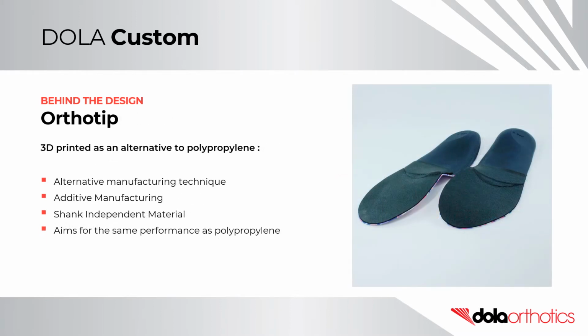Tip: 3D printed can be selected as an alternative to polypropylene. It is simply a different manufacturing technique. It is called additive manufacturing. It will produce a shank-independent orthotic shell and aims for the same performance as polypropylene.